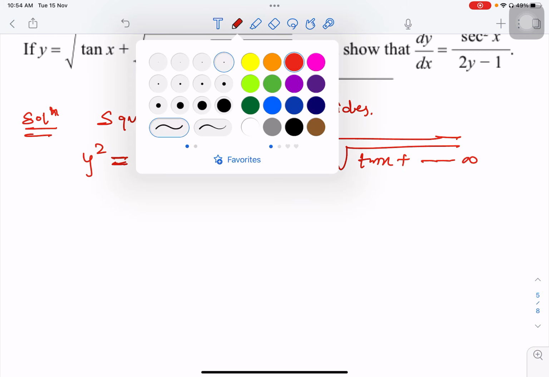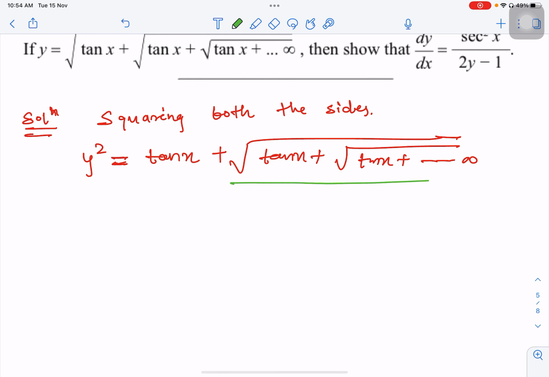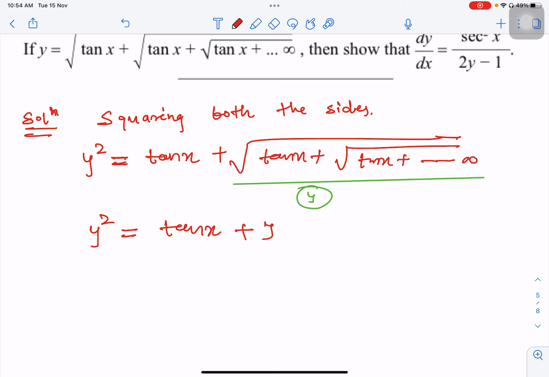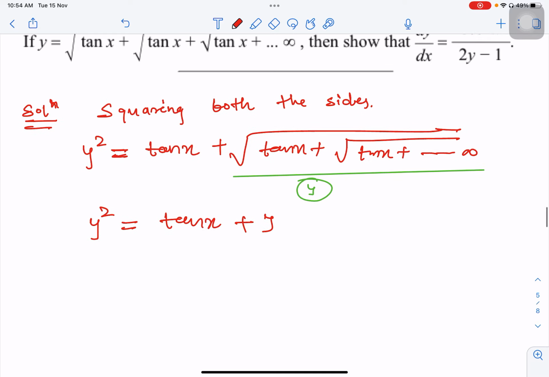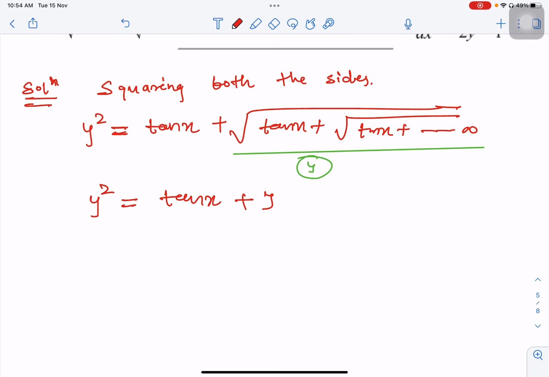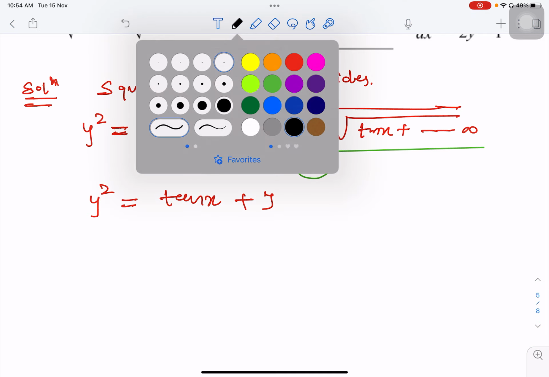Now अभी आप infinity में से 1 subtract करोगे तो it will remain infinity only. So this term here is nothing but y only, right? तो हम लोग इसको y से replace कर सकते हैं and we'll finally have y square equals to tan x plus y. Now हम लोग क्या करेंगे? Since we are able to remove the infinity thing, we will differentiate both the sides now.